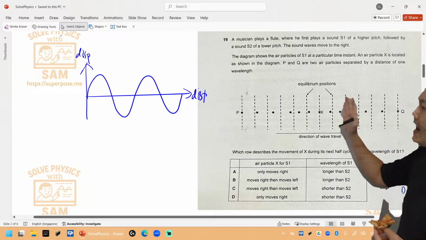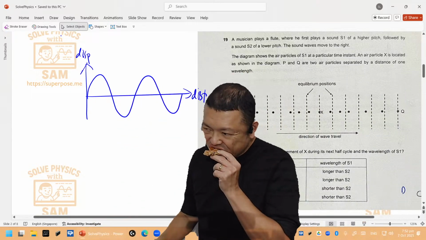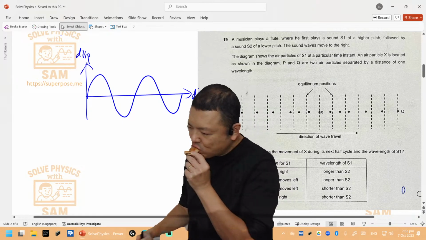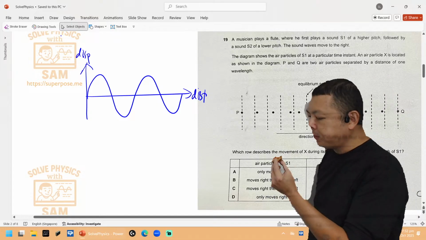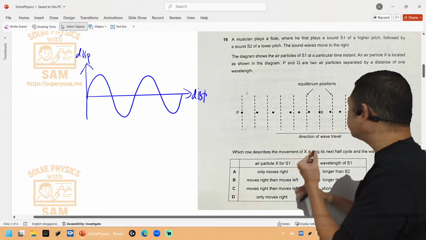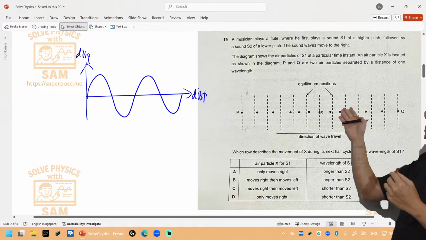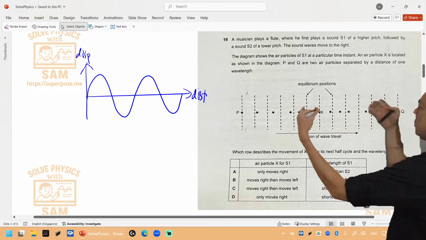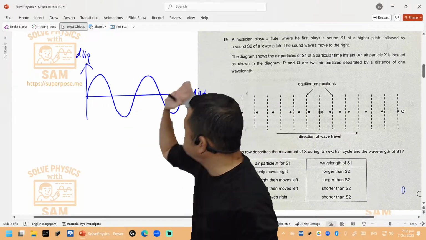Where is a compression particle? That's the thing. On this graph, X is a compression particle, right? You see the particles are all going towards it. X is a compression particle. But where is it on this graph?